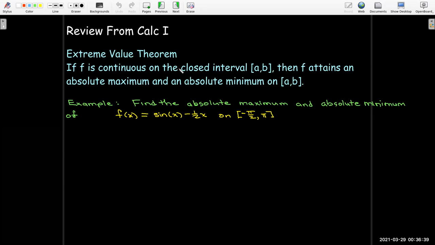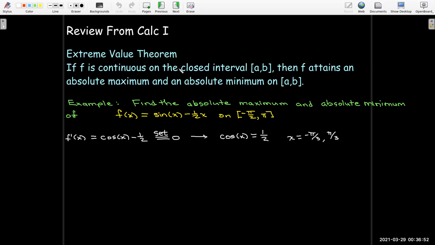So our strategy was to first find any critical numbers. So we'll take the derivative, set it equal to 0, and solve. Well, we'll get to cosine of x equals 1/2. And in the interval negative pi over 2 to pi, the solutions to cosine of x equals 1/2 are x equals negative pi over 3 and x equals positive pi over 3.